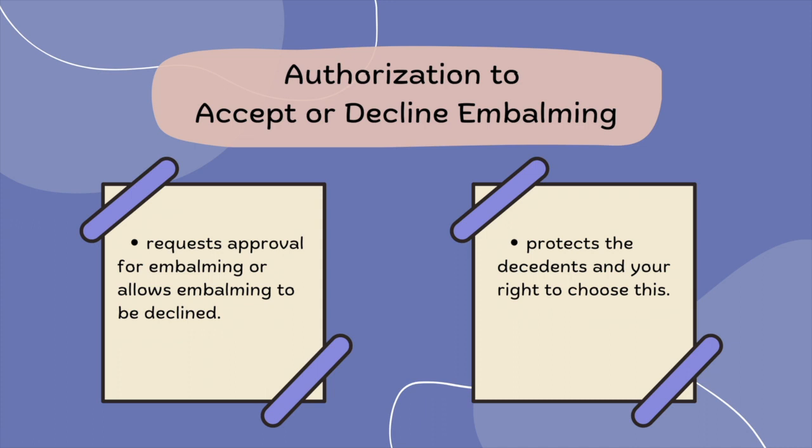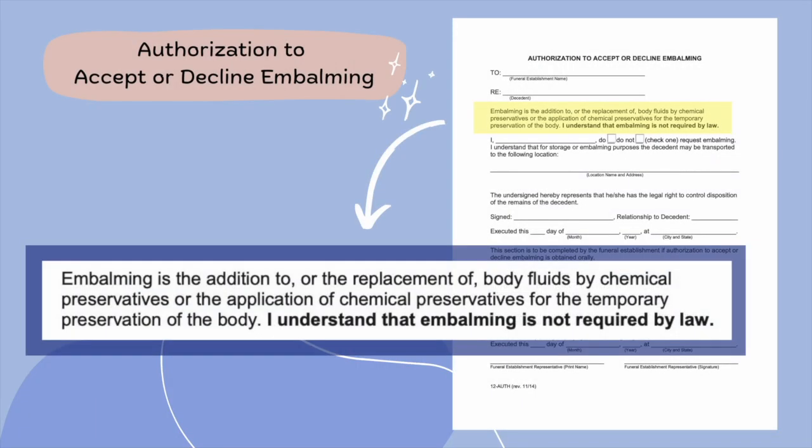There's 2 parts to this form, so first we'll go over the top portion. This is for when you're signing in person. So what is embalming? The form has a simplified explanation of it. Right under this top part that identifies the funeral home and the decedent, it states, embalming is the addition to or the replacement of bodily fluids by chemical preservatives or the application of chemical preservatives for the temporary preservation of the body.